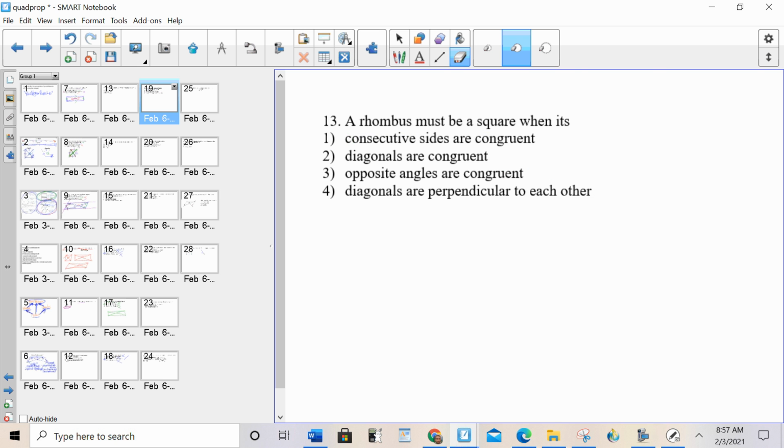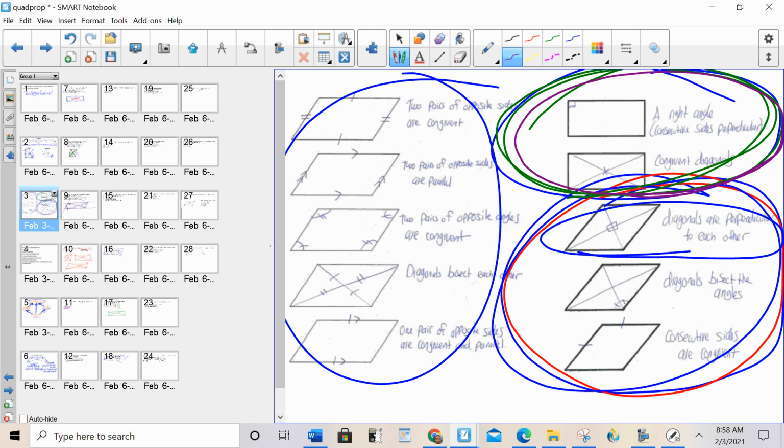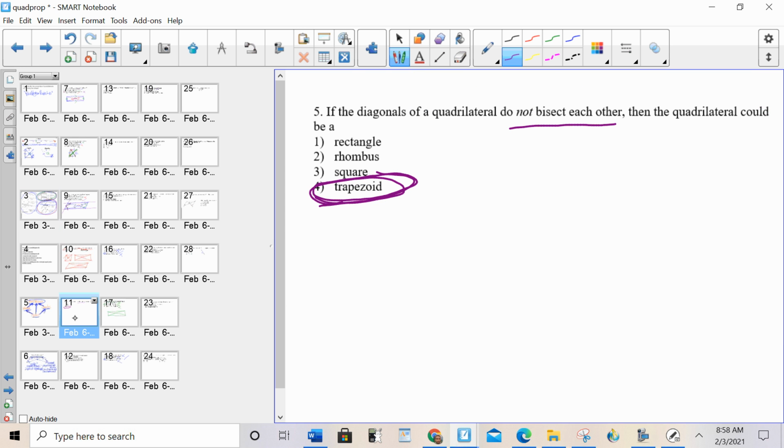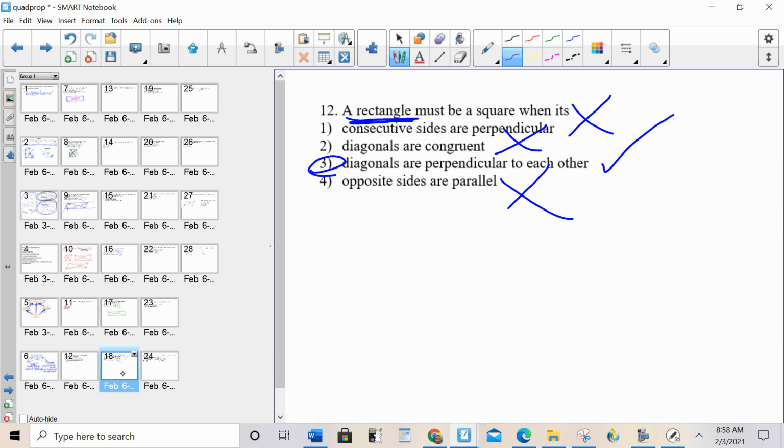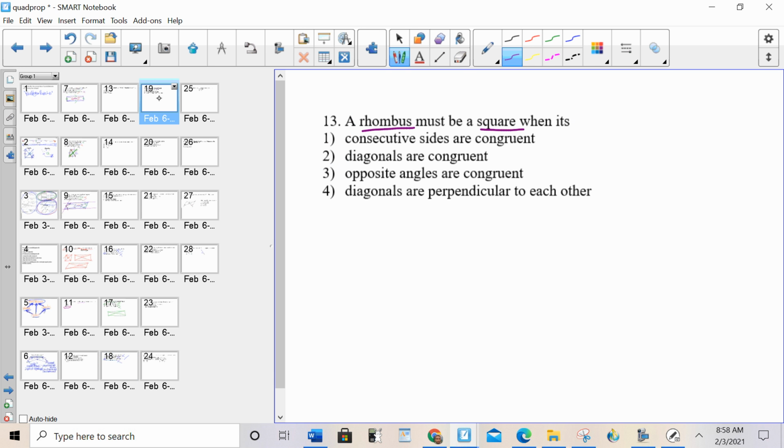I got distracted. A rhombus must be a square when? So again, it needs to have a property of the rectangle and a property of the rhombus. Since it's already a rhombus, it needs to have a property of the rectangle. So it's got to have one of these 2, a right angle or congruent diagonals. I kind of read it too fast when I looked at the choices, so make sure you read it nice and slow. Diagonals congruent would be the answer. If it was consecutive sides are perpendicular, that would be an answer. I read it a little bit fast.